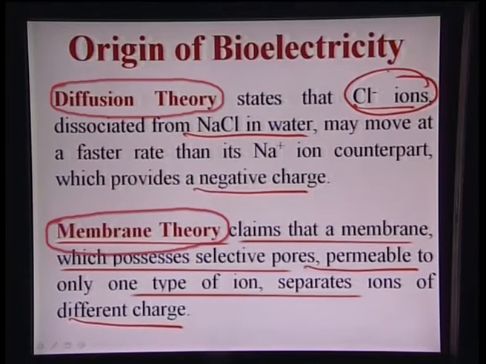So there are two theories. One depends on the kinetic aspect of the movement of the cations and anions, and the other is related to the transport of anions or cations through the membrane, which is basically the cell membrane or nuclear membrane, etc.